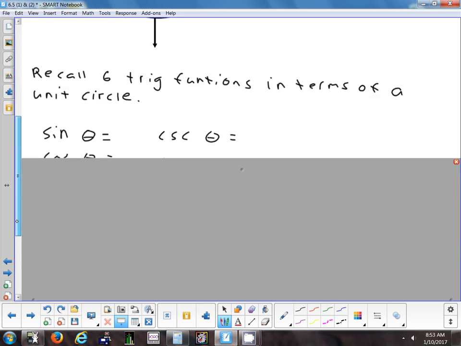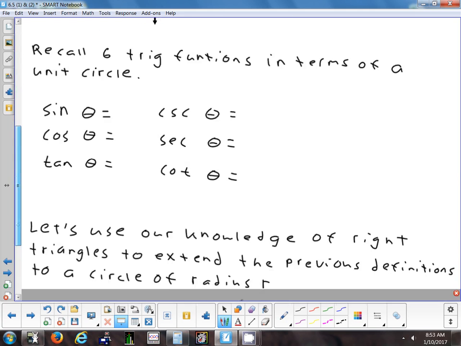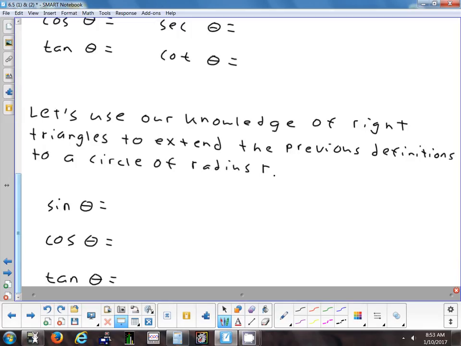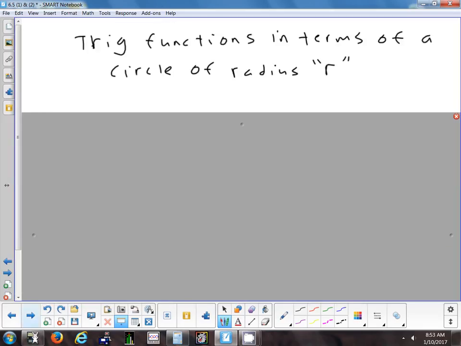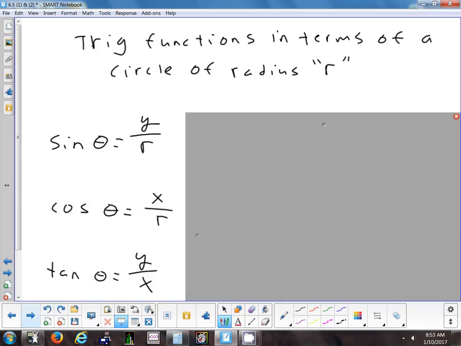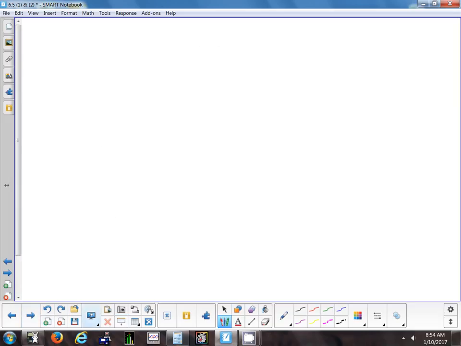So before, we talked about unit circle trig, and I'm just going to go right to the definitions of it, where sine was y, cosine was x, and tangent was y over x. Well, that worked fine as long as you were on a circle of radius 1. But we can do this on a circle of any radius, and we get these definitions. Okay, let me show you why that happens.